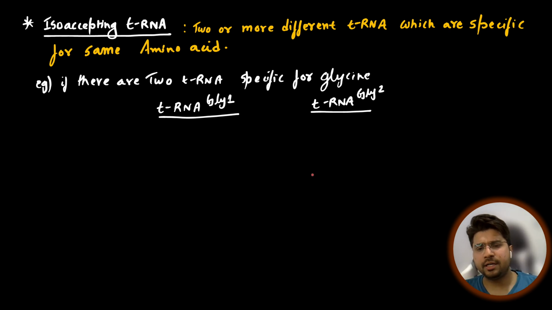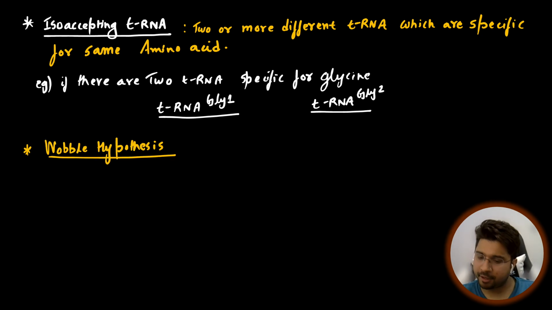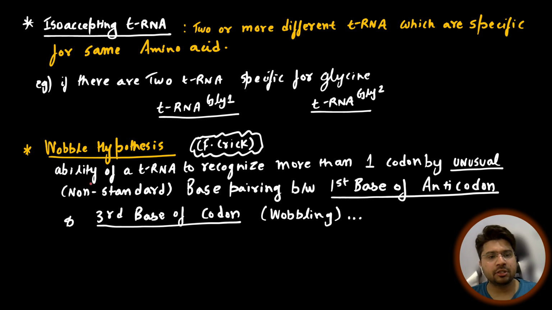Now comes the most important segment that is crucial for your examination, called the wobble hypothesis proposed by F. Crick. Let's have a look at that. The wobble hypothesis proposed by F. Crick explains the ability of a tRNA to recognize more than one codon by unusual, non-standard base pairing between the first base of the anticodon and the third base of the codon, which is called wobbling. Please remember, this is going to be a crucial question in the examination, and I will explain step by step what I mean by the first base of the anticodon and the third base of the codon.